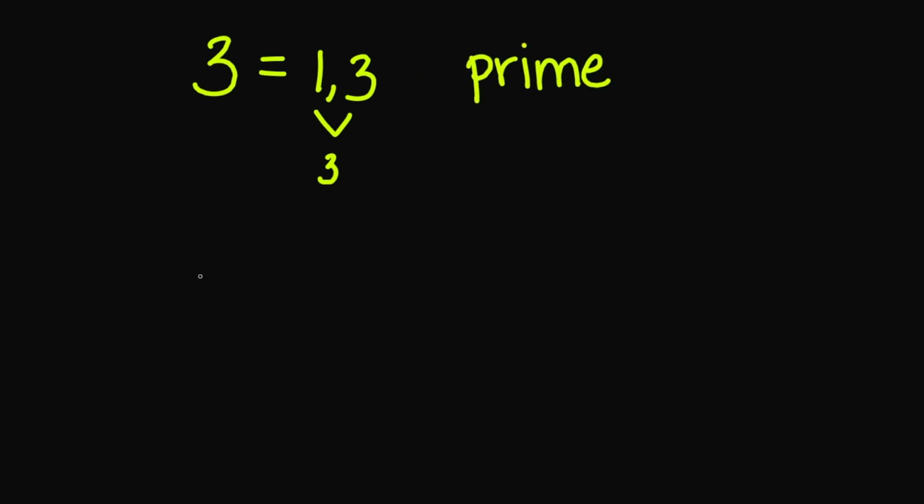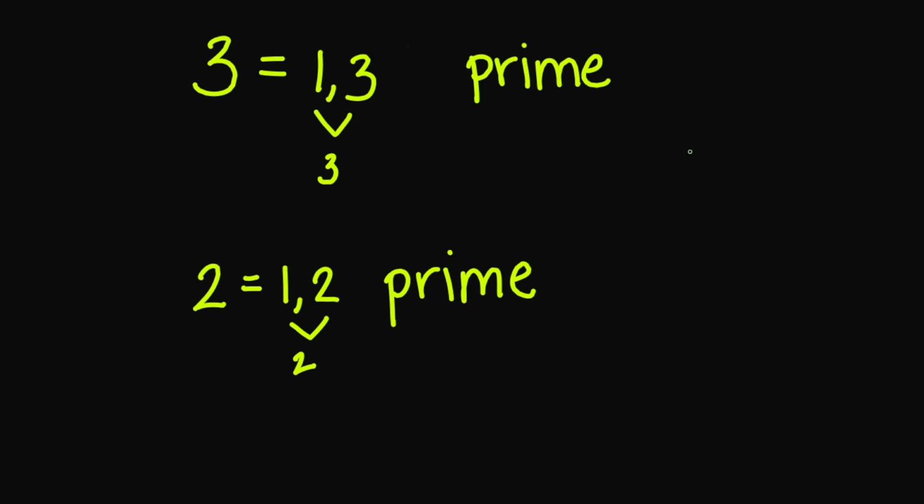What about the number 3? Is 3 a prime or composite number? The numbers multiplied together to give me 3 are only 1 and 3. 1 and 3 multiplied together will give me 3. Because I only have 2 factors, the number 3 is prime. What about the number 2? The number 2, I only have 1 times 2. Multiply those together, I will get 2. Because I only have 2 factors, the number 2 is definitely a prime number.